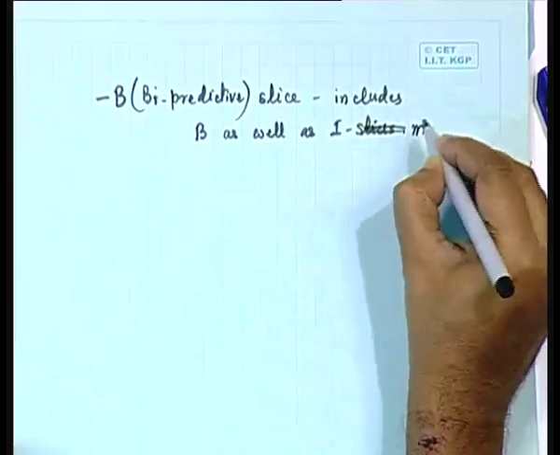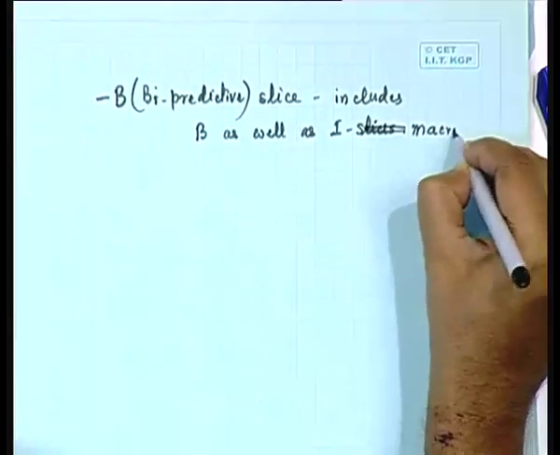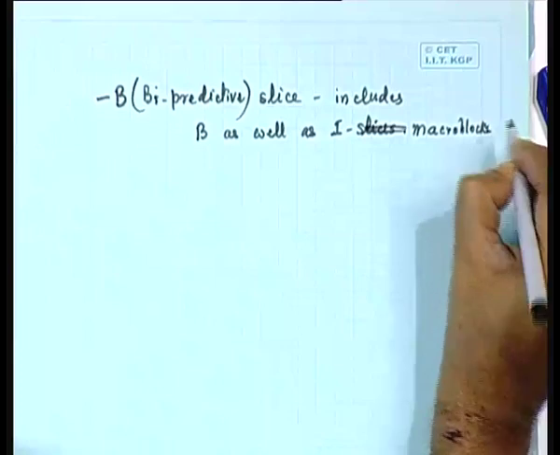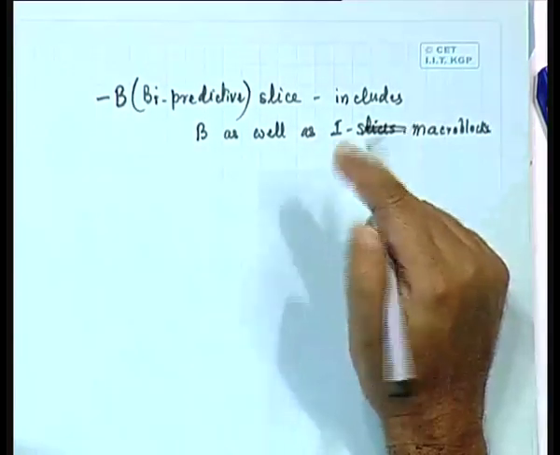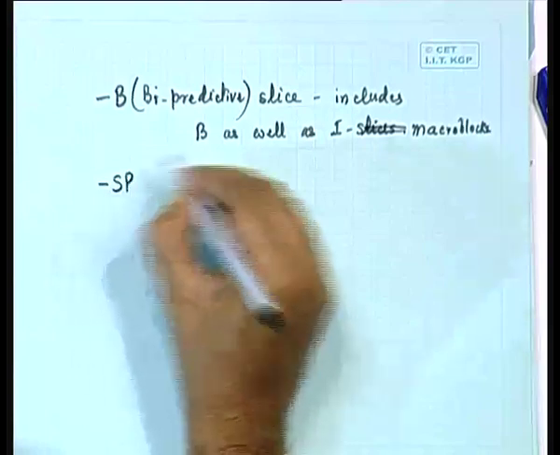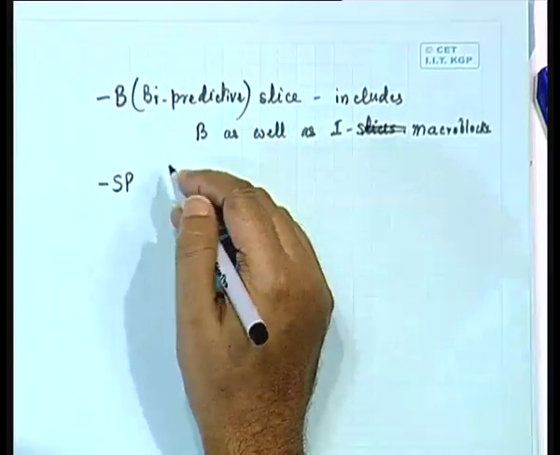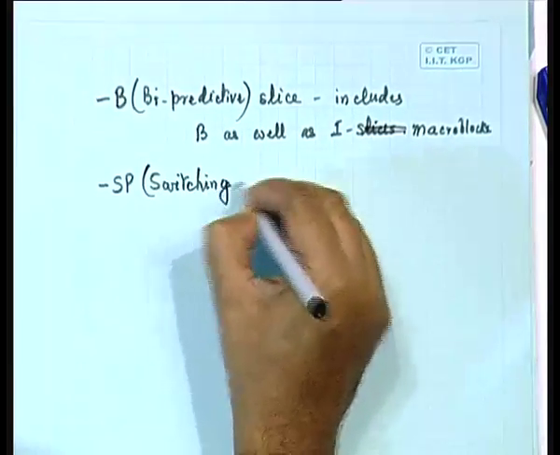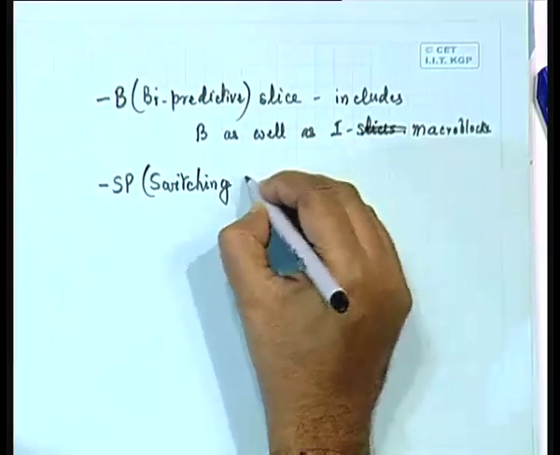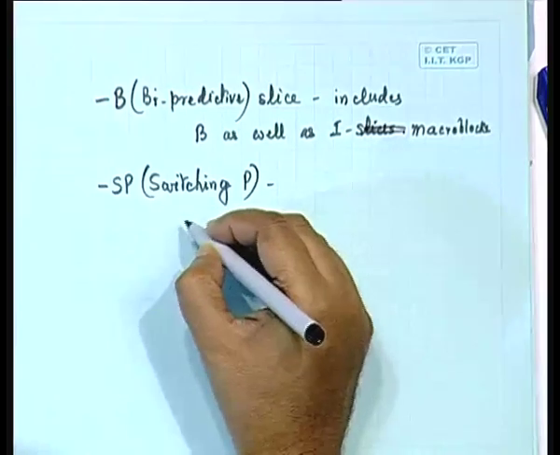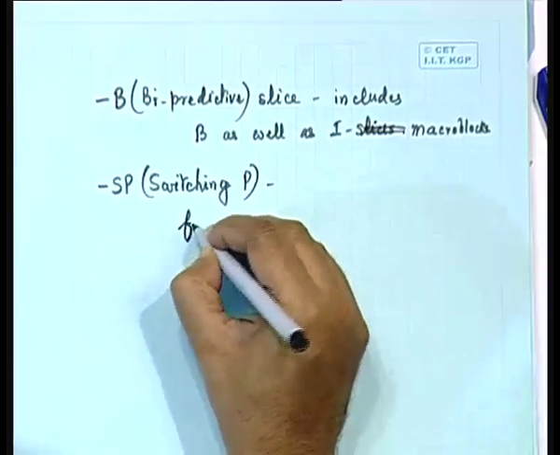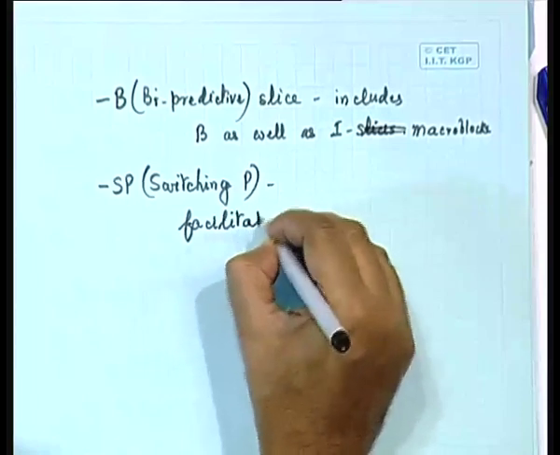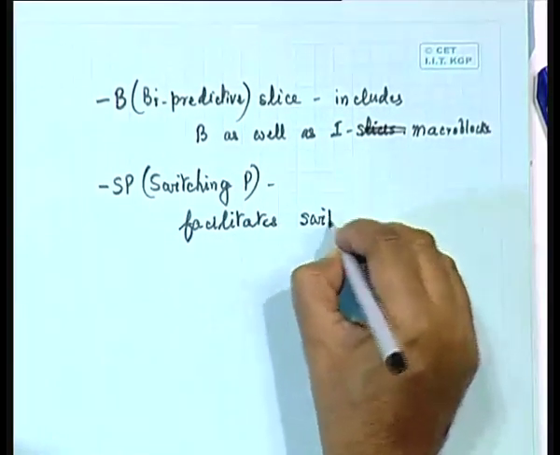Now, a B slice includes B as well as I macro blocks. And then there are also two very advanced slice types. One is what is referred to as the SP, whose full form is the switching P slice. This facilitates switching between the coded streams.